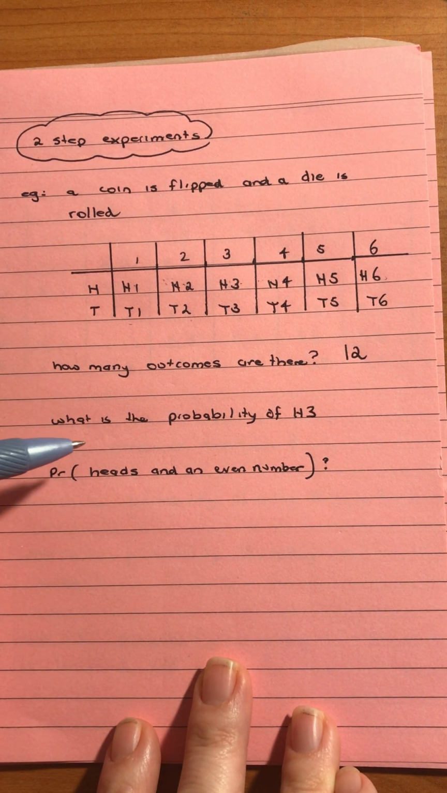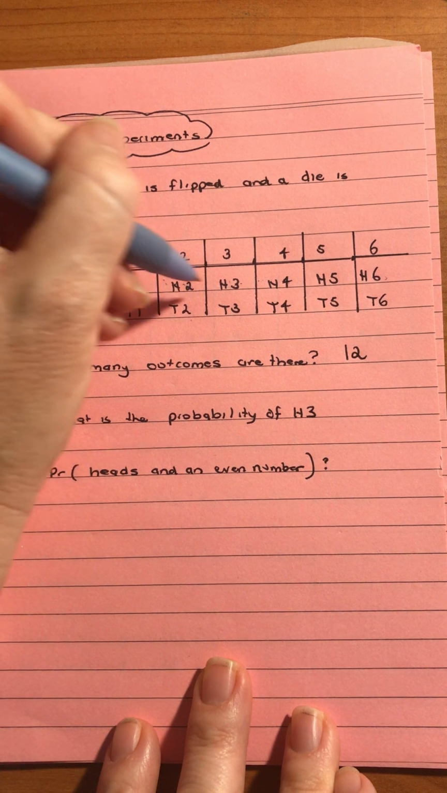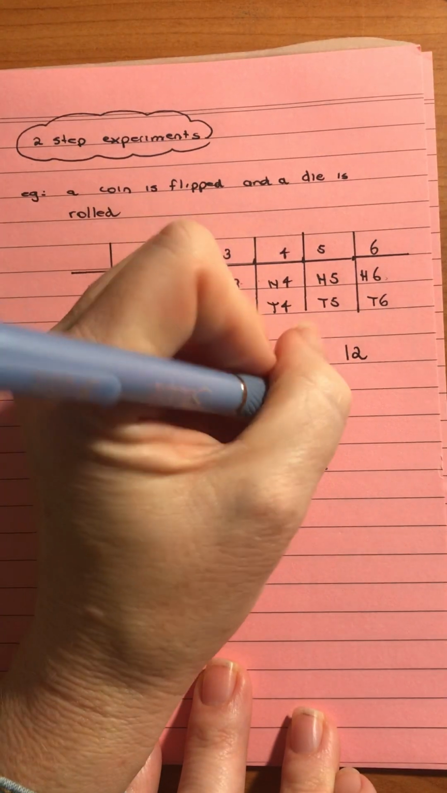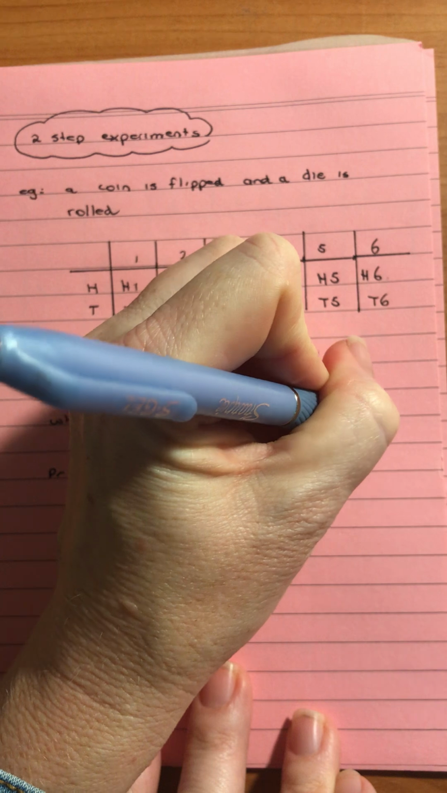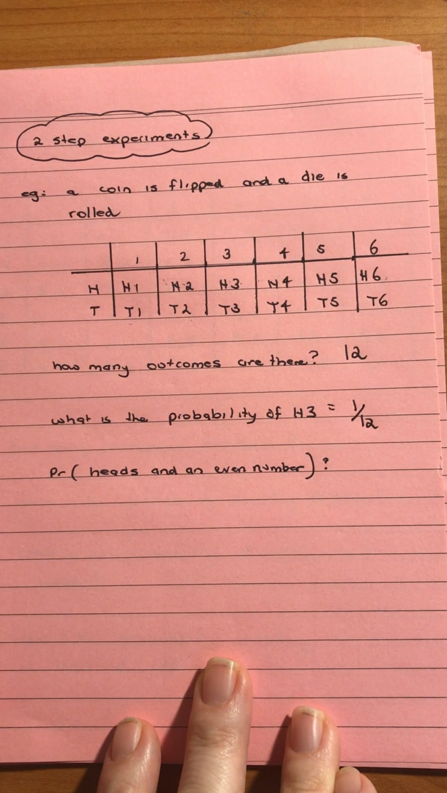We can then talk about what the probability of H3 is. So we can look on our table. We've got one that is H3 out of 12, so that probability is 1 over 12.